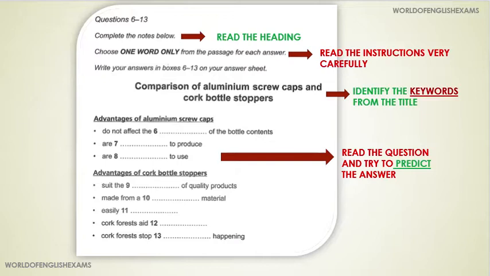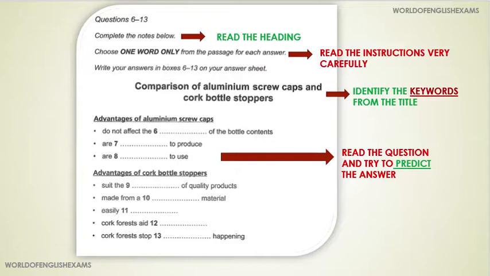Next, if at all any title is given, it is very important for the test takers to understand the title and underline the keywords. So in this case, let's read the title. Comparison of aluminium screw caps and cork bottle stoppers. Here clearly it is stating that they are making a comparison between two things. What are they? First is aluminium screw caps. The second one is cork bottle stoppers.